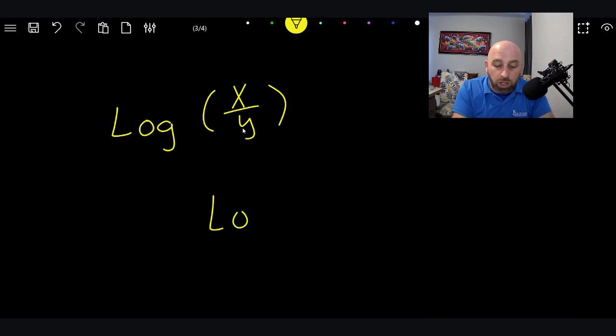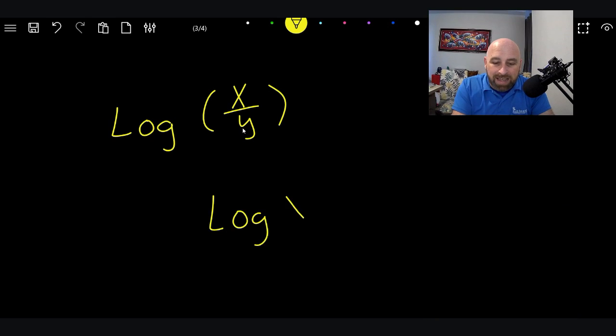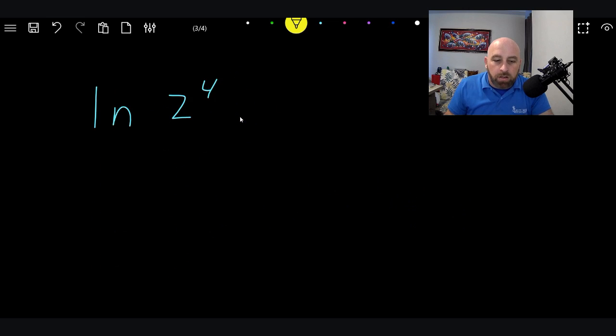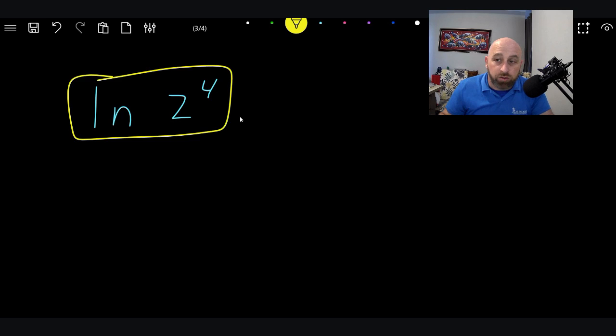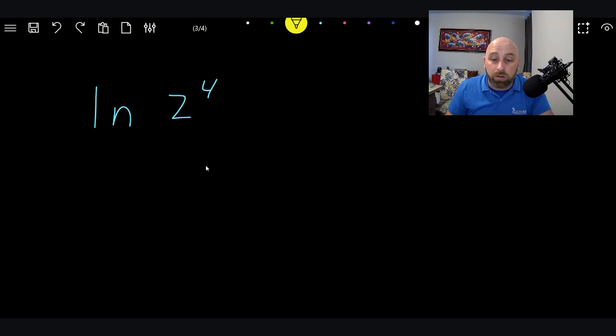So we're going to get log x minus log y, log x minus log y. Okay. All right, here's one. I told you we were going to get to some that had the natural log. Here's an ln. That stands for natural log or log natural, if you want to do it backwards.